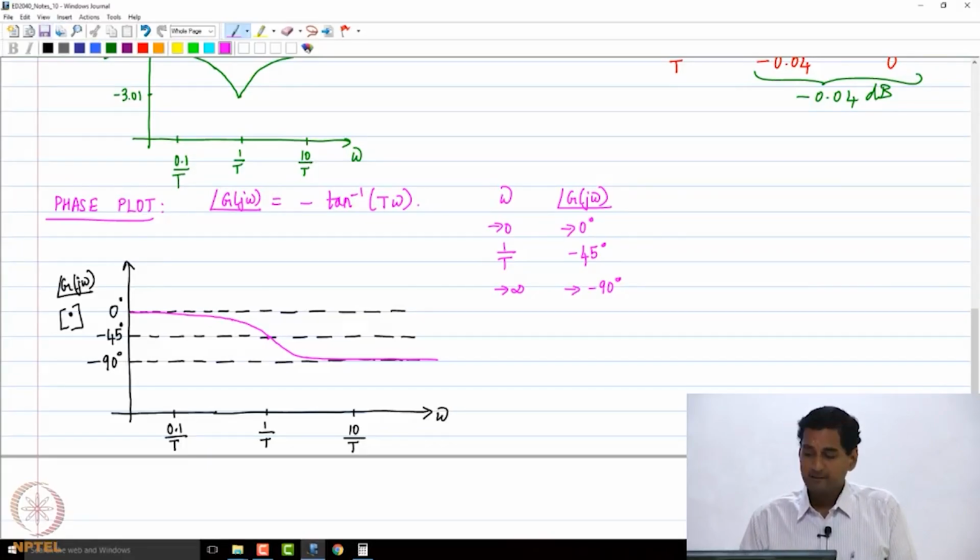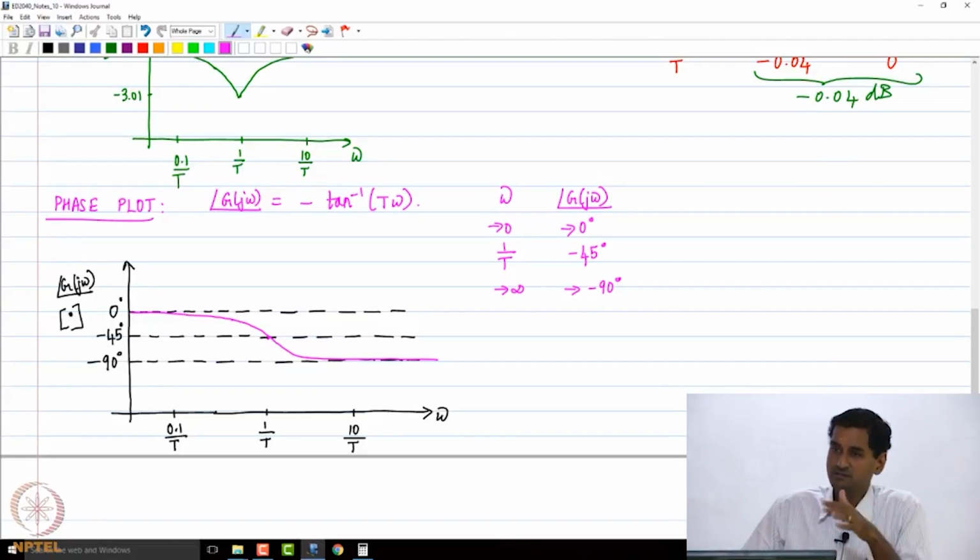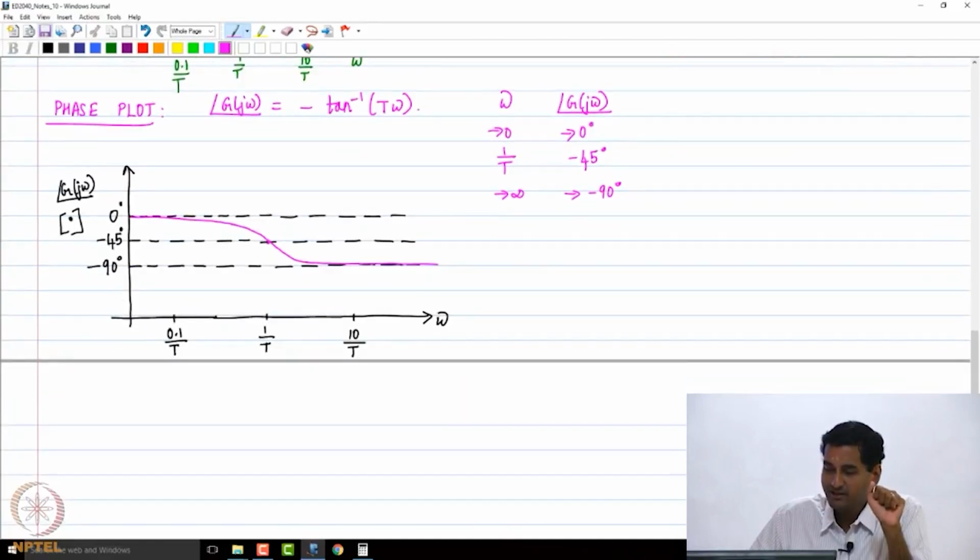So what we have done is plot both the magnitude plot and the phase plot for the factor of the form 1 by capital Ts plus 1. Now the question becomes, what happens to the reciprocal? Same story, let's quickly run through what happens for the reciprocal.